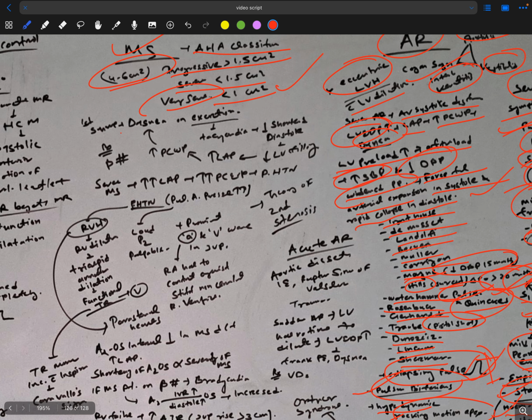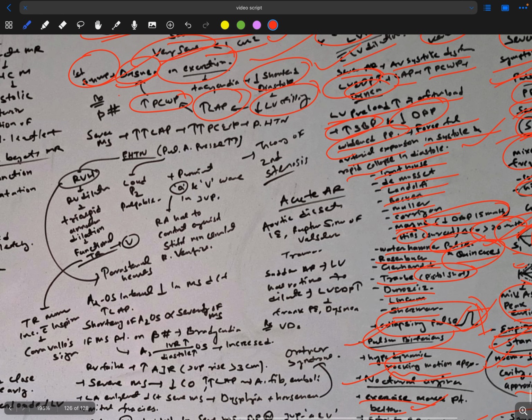So the first symptom is dyspnea. Dyspnea on exertion, because when we are doing exercise, there will be tachycardia that will lead to a decrease in the duration of the cardiac cycle, that will shorten the diastole. When the diastole is shortened, there will be a decrease in LV filling, that will lead to a rise in LAP, which will lead to a rise in pulmonary capillary pressure, that will lead to dyspnea. So a beta blocker is used in its management because it will prevent tachycardia.